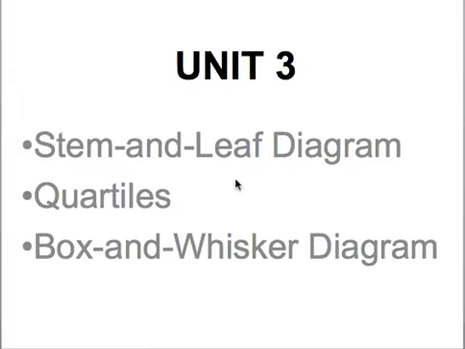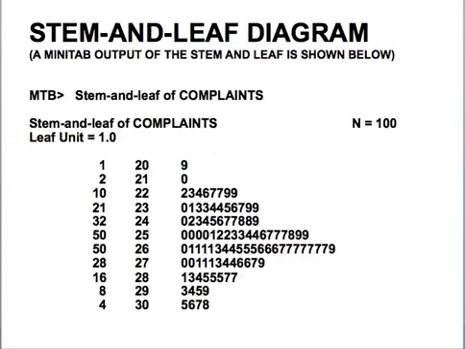Unit 3. I'm going to concentrate on the stem and leaf diagram, quartiles, and the box and whisker diagram. Now the stem and leaf diagram, as the name suggests, has a stem and a leaf.